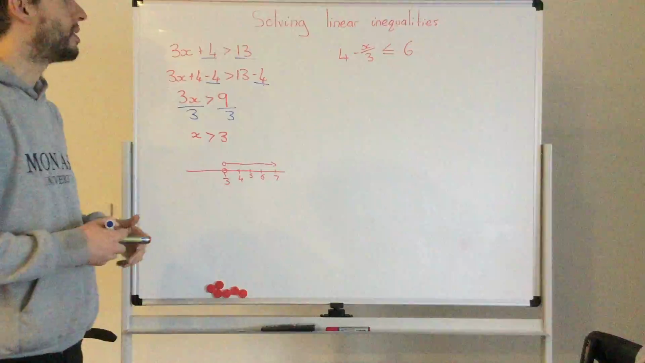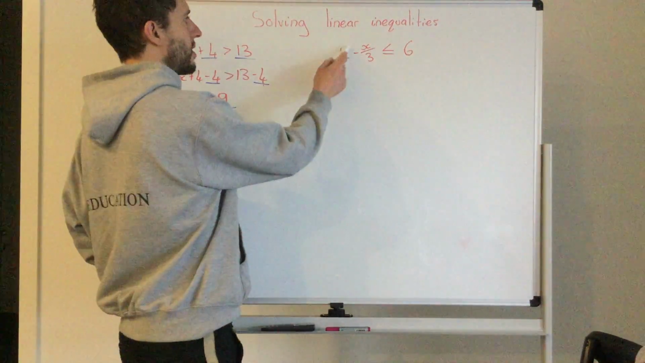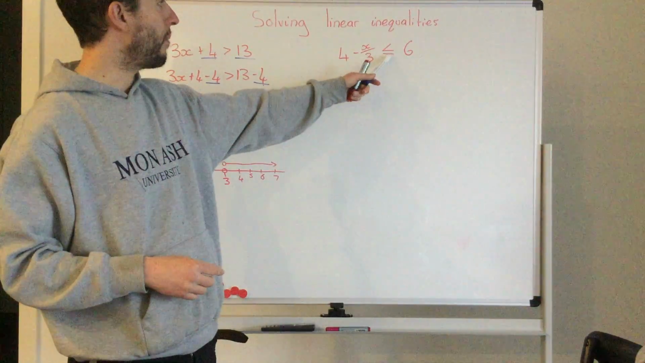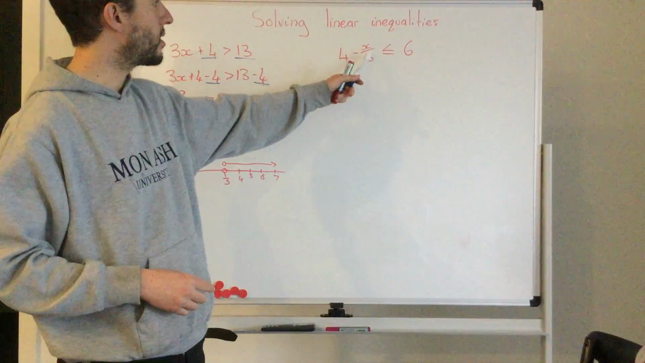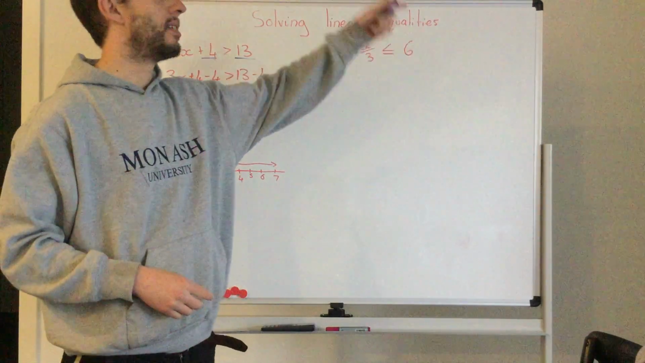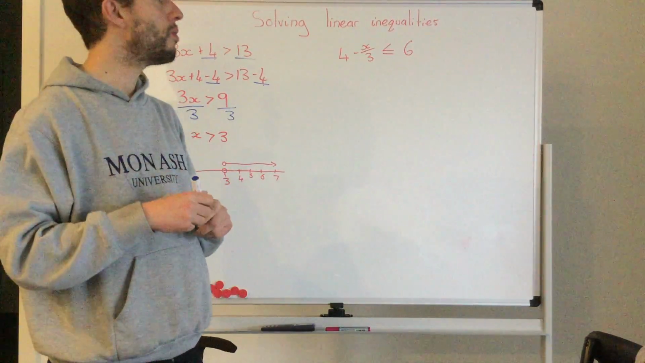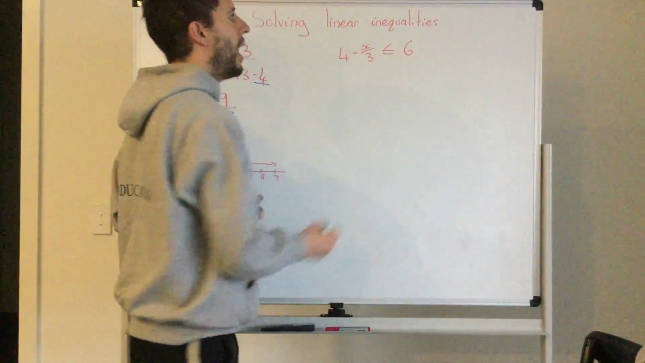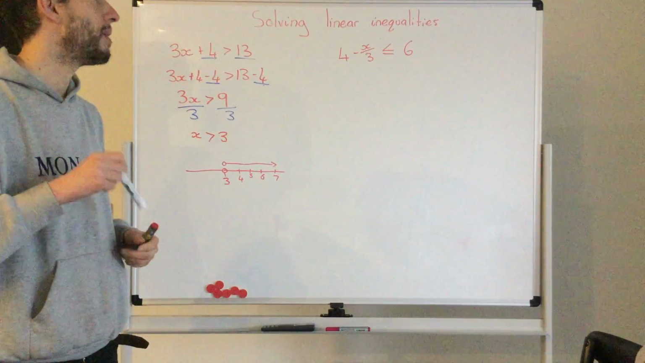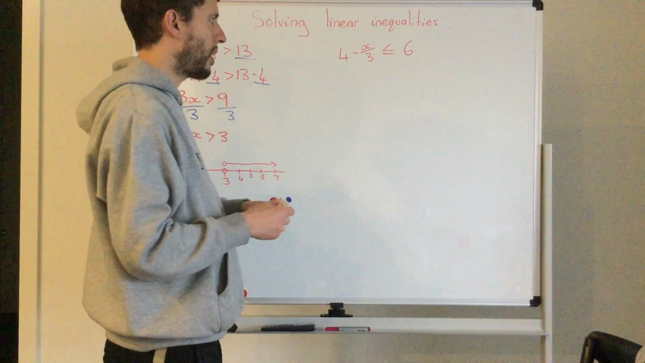Let's move on to this second side. Again, I want to get x by itself. I can see 4 loose, so that's the first thing I'm going to be thinking about. But this one is different. It says 4 take away x over 3 is equal to or less than 6. So this time it can be equal to. And the equal part is this line under that triangle. So that's how I can tell that it can be equal to 6. So let's work that one out.